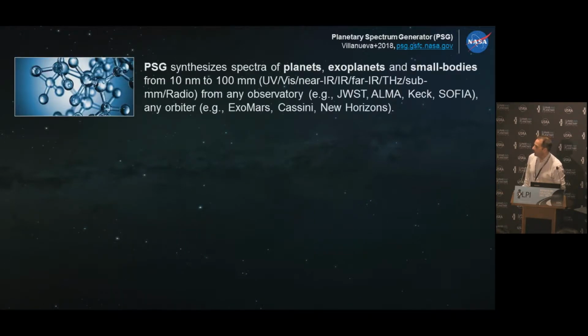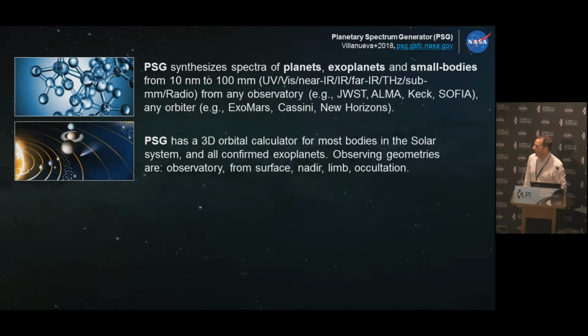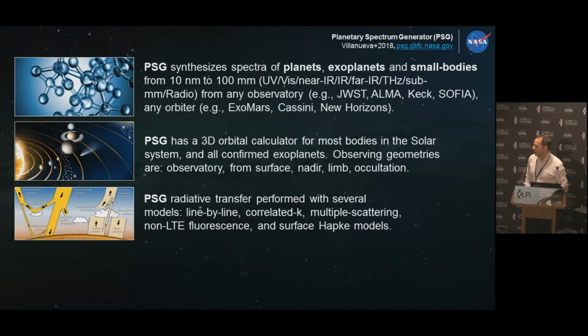So what it can do: you can do calculations from the UV at 10 nanometers to 100 millimeters, so you can do every spectral range. You can simulate almost any observatory and any lander. And the main neat thing about this is that it has a 3D calculator for almost anybody in the solar system and all confirmed exoplanets. I will show you, it actually does a 3D calculation, which is essential for any radiative transfer calculation. Then it does line by line, correlated-k, multiple scattering, non-LTE calculations, and surface models. So this is the main core.